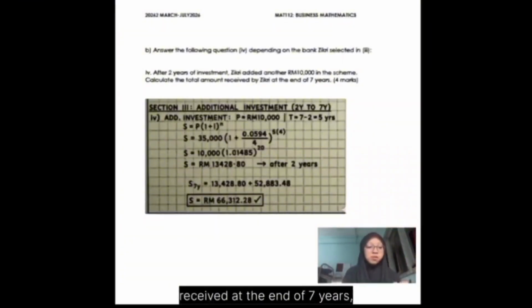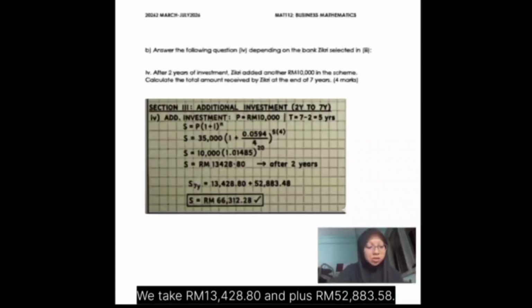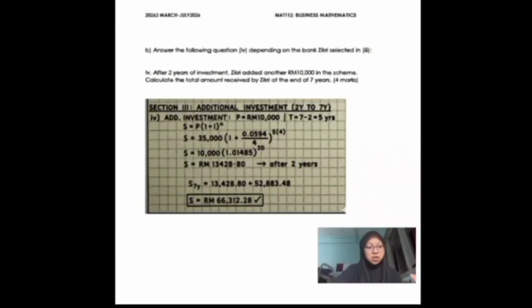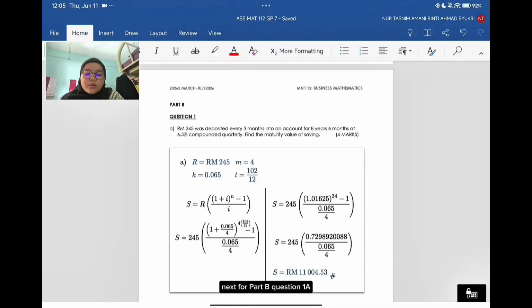Finally, to find the total amount received at the end of 7 years, we add this value to the original accumulated amount from scheme A, which we calculated in part 1. We take 13,428 ringgit 80 cents plus 52,883 ringgit 48 cents. This gives Zikri a total final amount of 66,312 ringgit 28 cents.